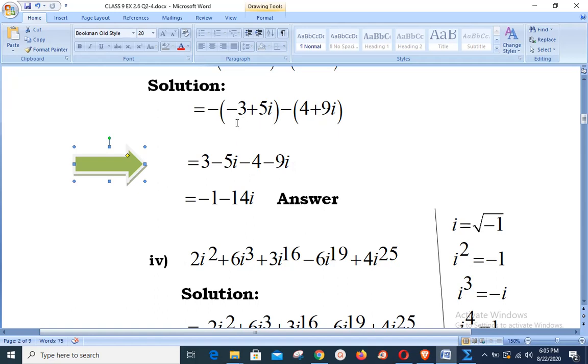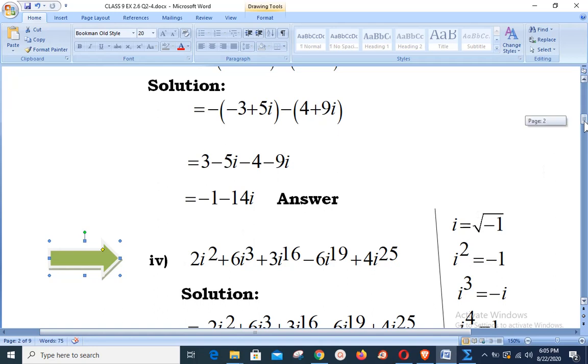Here inside the bracket, the first one was minus, it became positive, whereas that one was plus, it became minus because of the outer sign minus. Simplifying, plus 3 minus 4, very simple, result is minus 1, whereas minus 5 iota minus 9 iota results in minus 14 iota. Hope you all are understanding these easy kind of short questions.